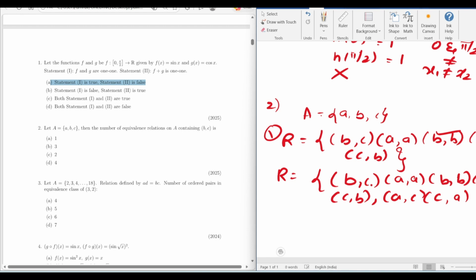Now you have (C, B) and (B, B), so you are supposed to write (C, B). It's there. And then (C, C) and (C, A). You have (C, A), which is obeying the transitive condition. Now just cross-check whether you have missed any of them.